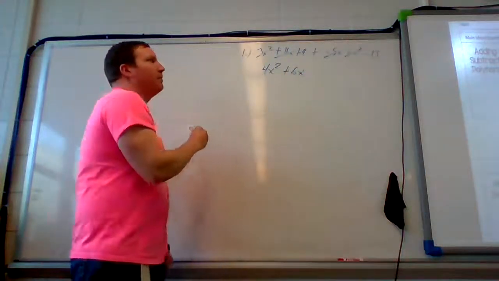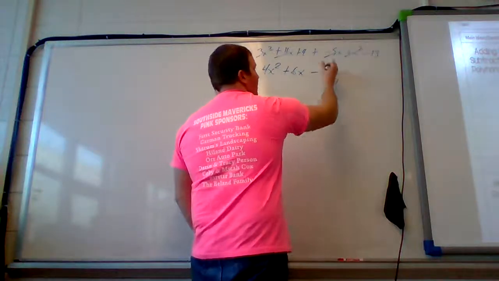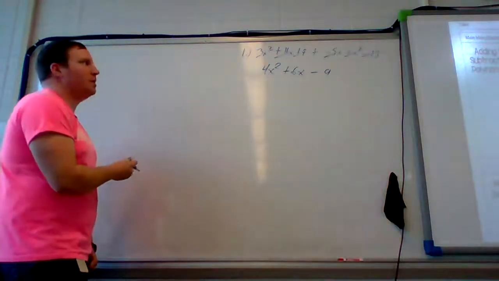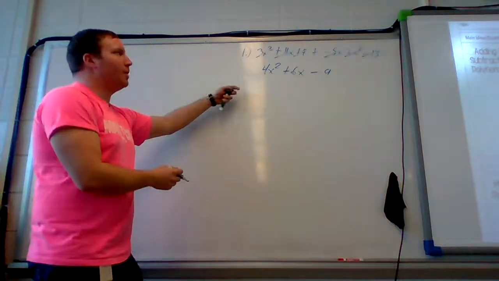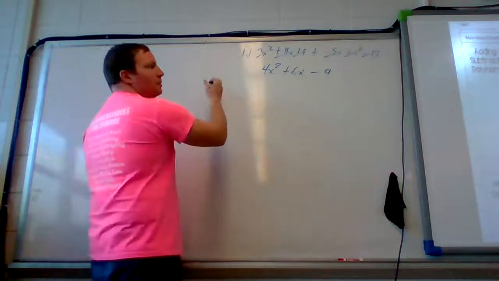And then we have a 4 minus a 13. Negative 9. And we're done. By starting with the highest degree and working your way down, it puts it in that standard form for us. And we just combine those like terms as we go.